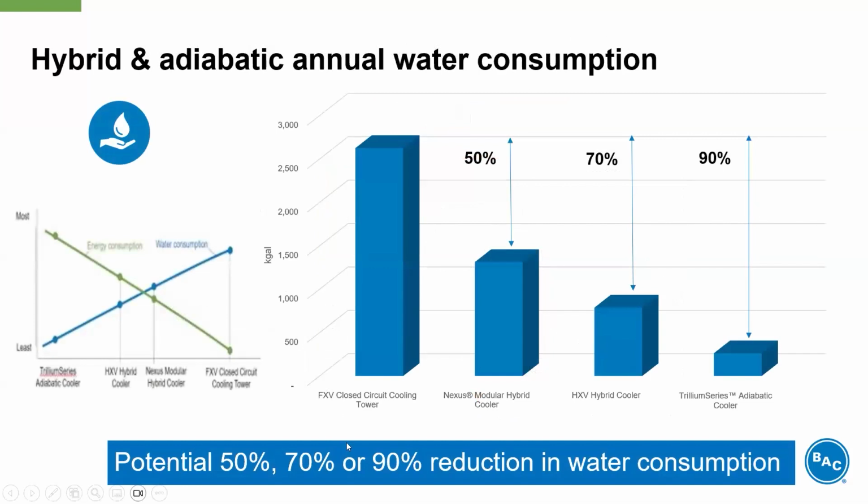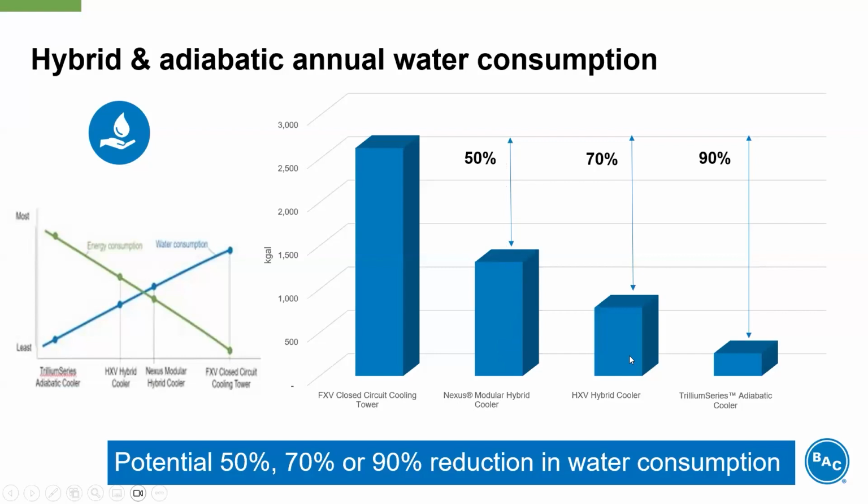So here, let's look at evaporative, hybrid, and adiabatic in terms of water use. Starting on the left, this was modeled first with BAC's FXV closed circuit cooling. So it's essentially an evaporative fluid cooler that's used as the baseline. Next, we see the Nexus modular hybrid cooler. This is the unit with the cassette heat exchanger. It can operate both wet and dry. So we see that type of operation allows us to reduce water consumption by 50%.